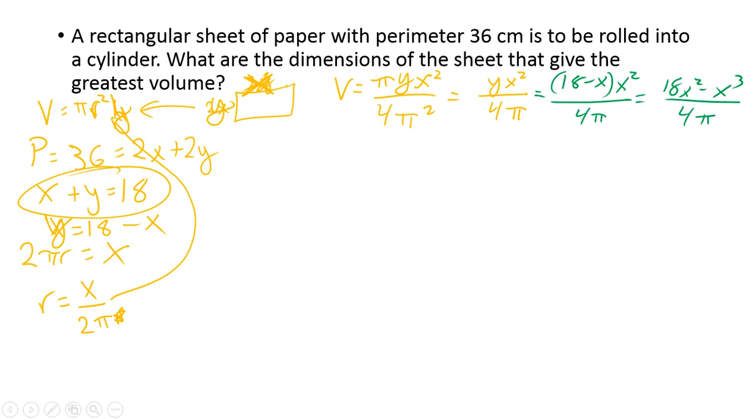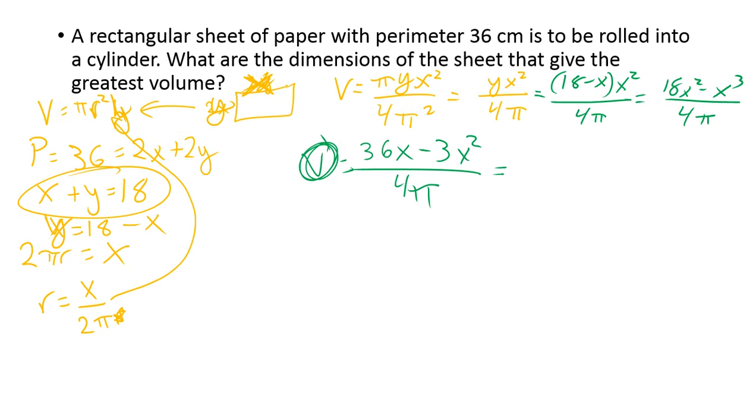Now we want to try to maximize it. So what we're going to do is take the derivative of it. So v prime is equal to 36x minus 3x squared all over 4 pi. Set that equal to 0. All we have to worry about is the top part.